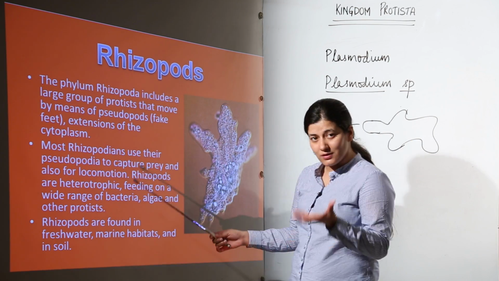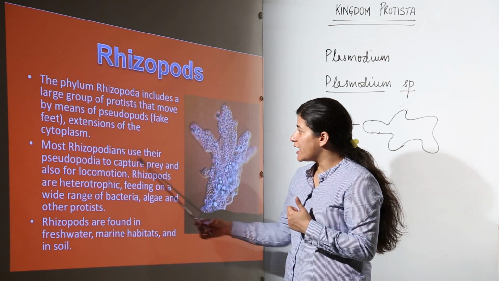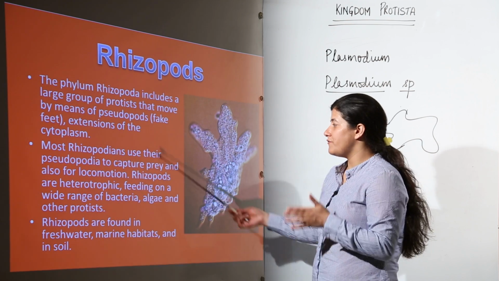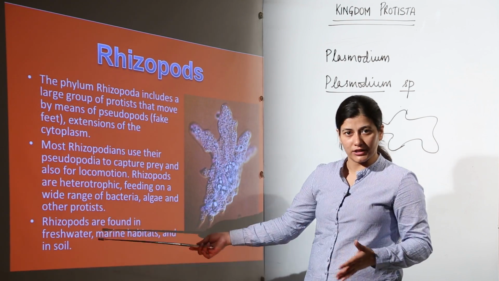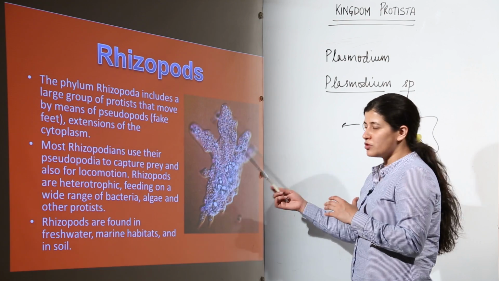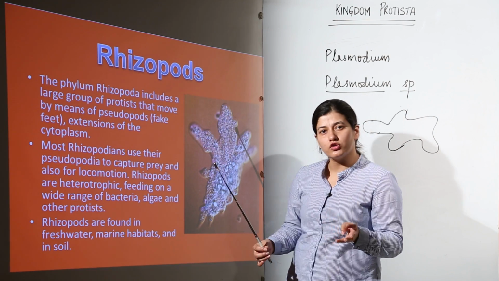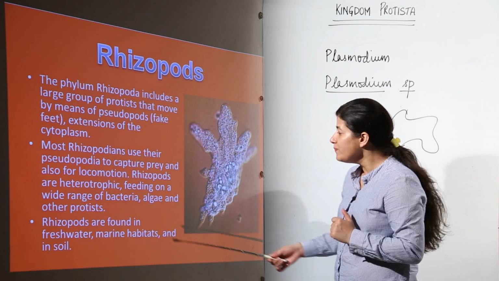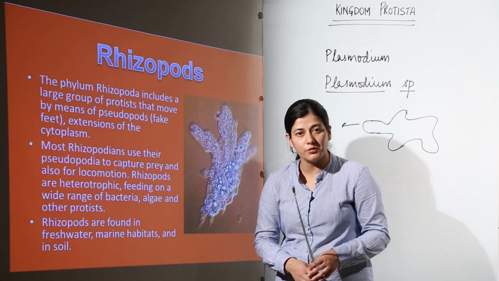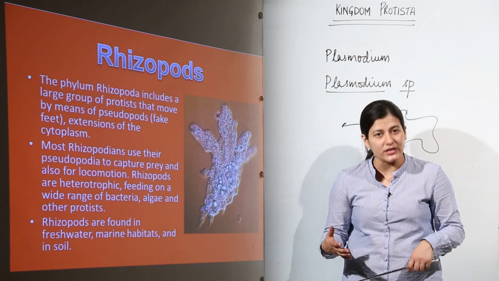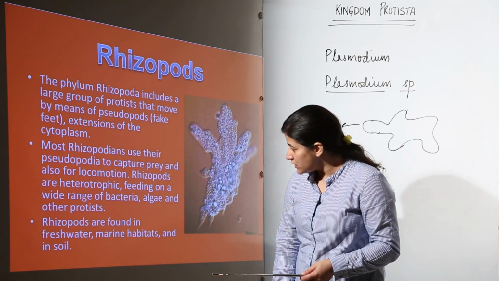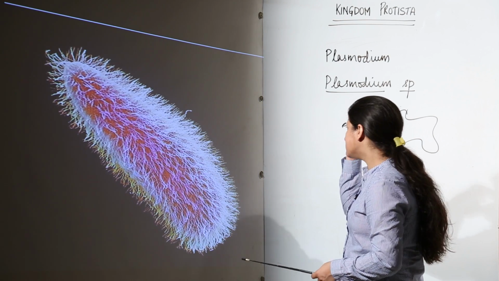Most rhizopodians, or we can say most amoeboid protozoans, use their pseudopodia to capture prey and for locomotion. They are heterotrophic. They feed on a wide range of bacteria, algae and other protists. So this thing we have discussed, that they have a heterotrophic mode of nutrition, and the pseudopodia have a very important role in their locomotion as well as their predatory behavior. The rhizopods are found in fresh water, marine water and in soil. That means they have both terrestrial and aquatic habitats where they can survive. That means their distribution is ubiquitous in the entire earth, we can say.